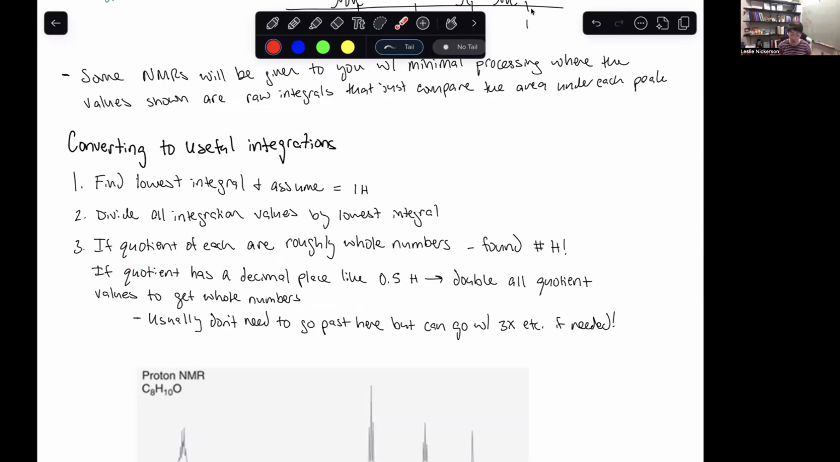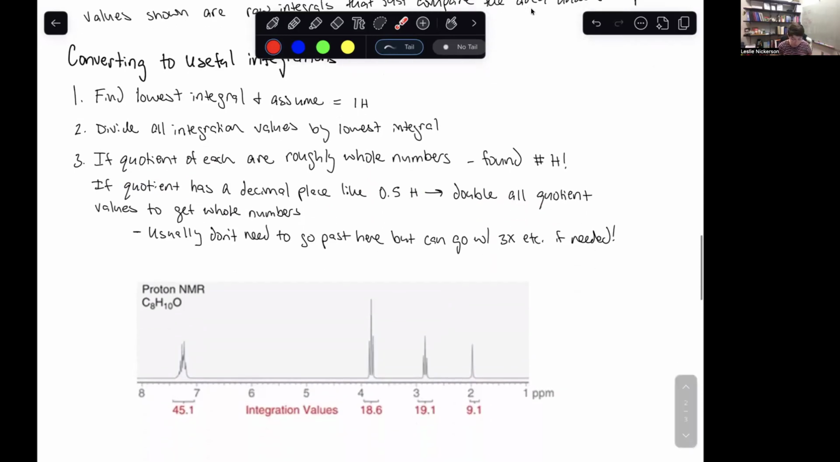If it has decimal places, like 0.5 H's, again, we can't have half of a hydrogen, so try doubling all of those quotient values to get to whole numbers. It's usually going to be enough to get you there at that point, but you can do ×3 and ×4 if you need to. It's usually not something that you need to do.